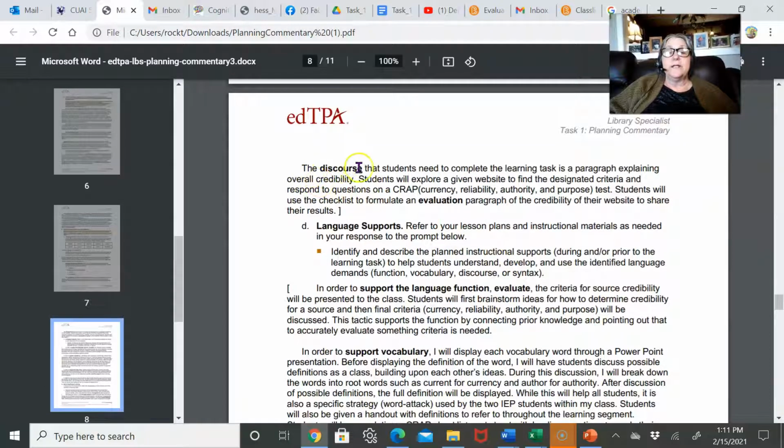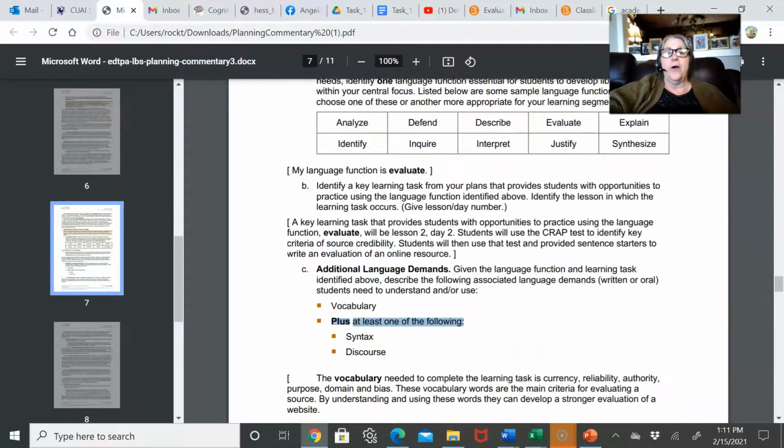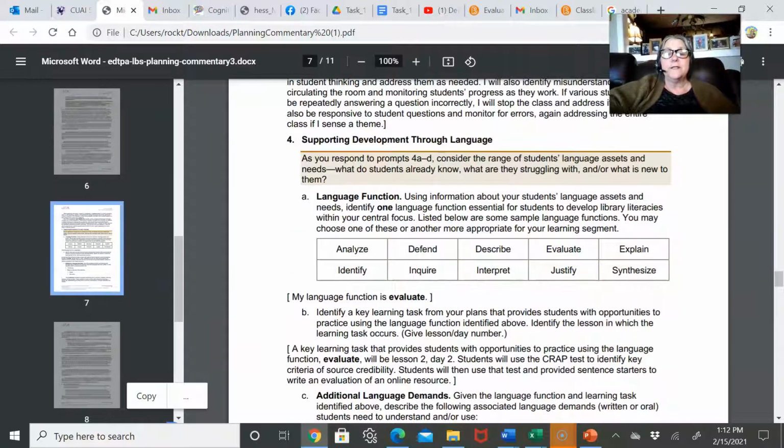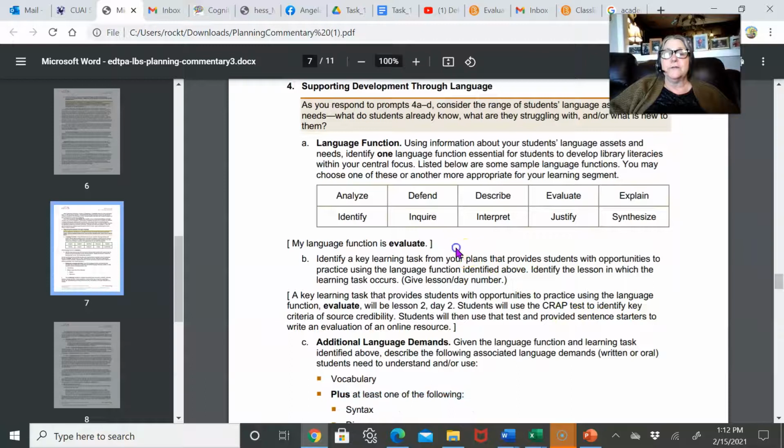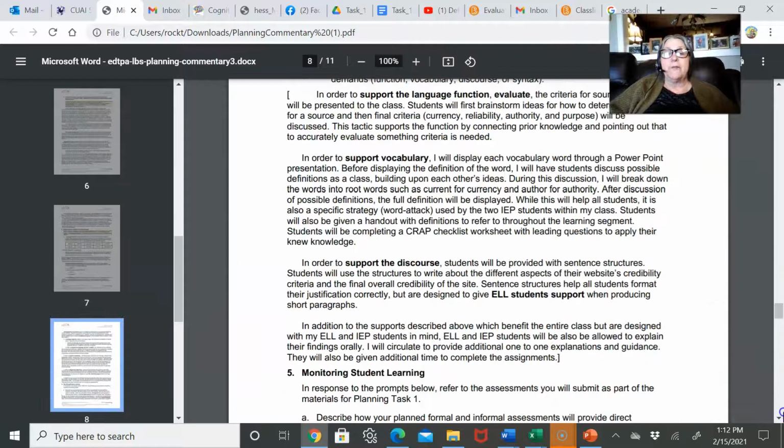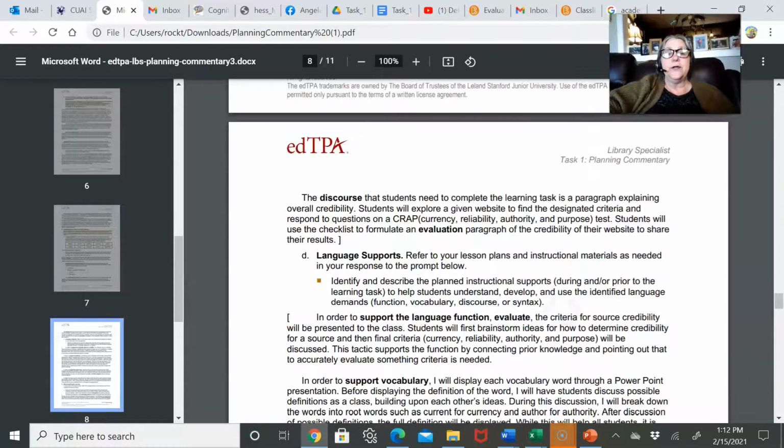And discourse, she tells what the discourse is, and she's very careful to include the term evaluation in order to show that her discourse is using the function. So that was quite clever of her. And so she talks about the discourse being a task where they're explaining, but she brings in the evaluation part as a way of showing that they are using the function in her discourse.